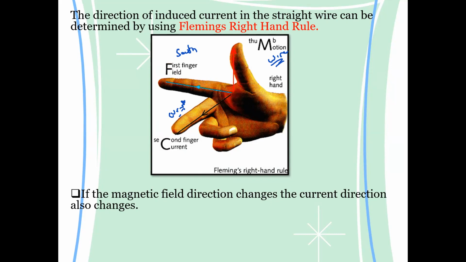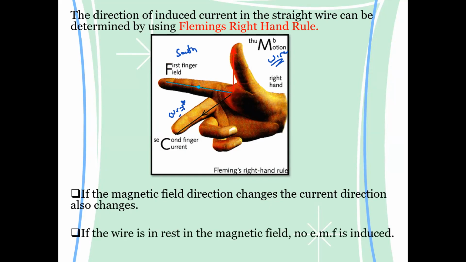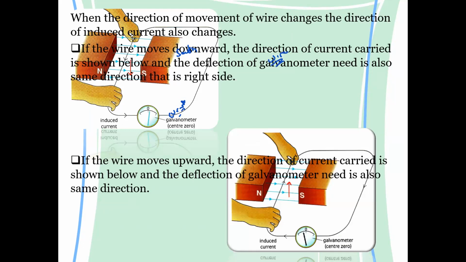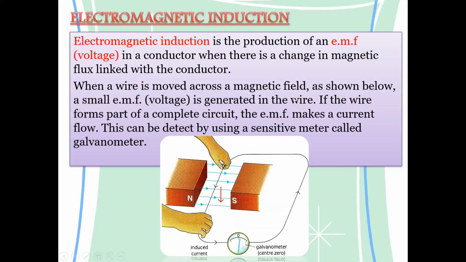So if the magnetic field direction changes, the current direction will also change. And if the wire is stationary, there is no induced EMF. If the wire is not moving, there will be no induced EMF. The reason for that is, if the wire is not moving, there is no change in the magnetic field.